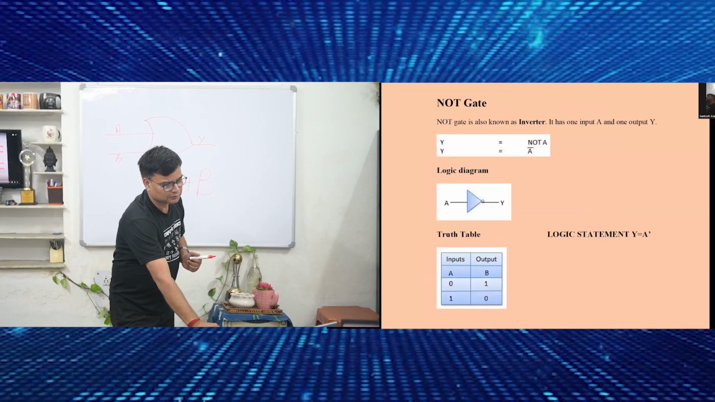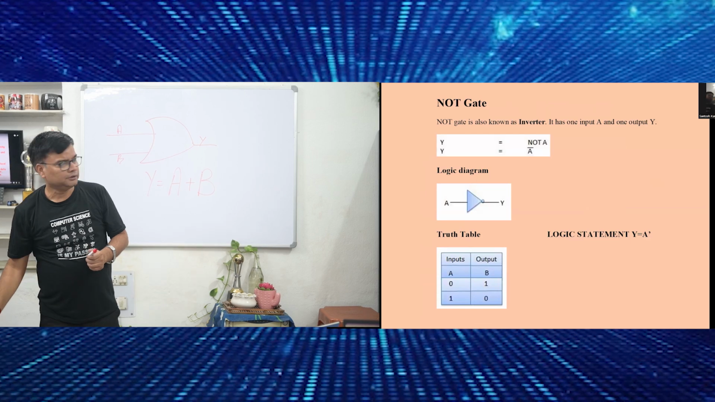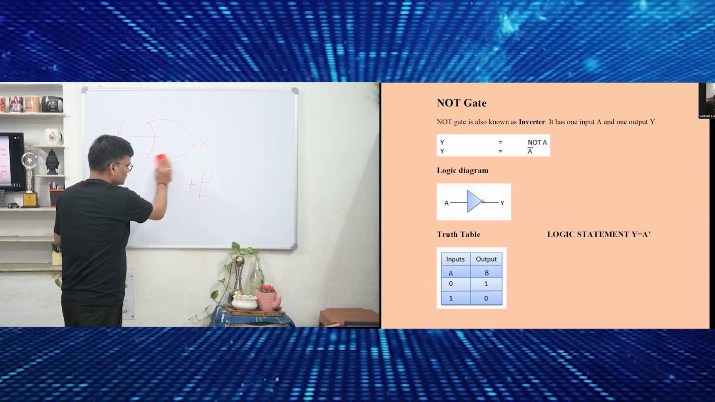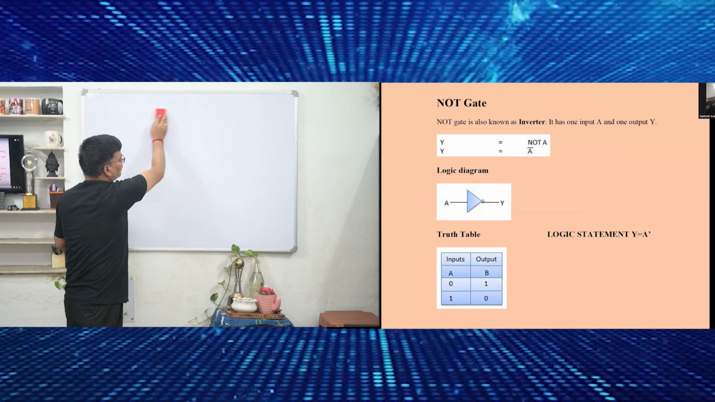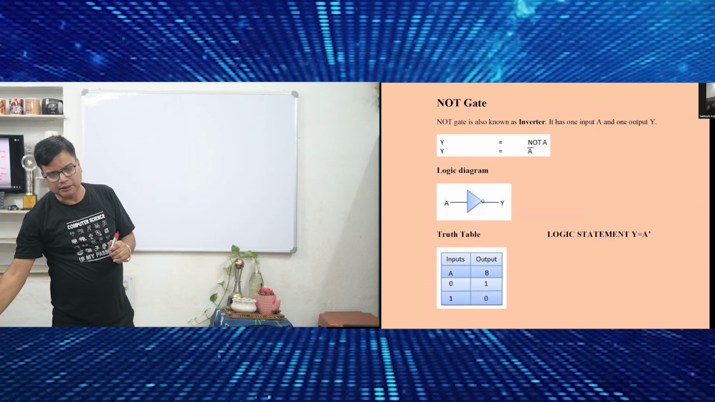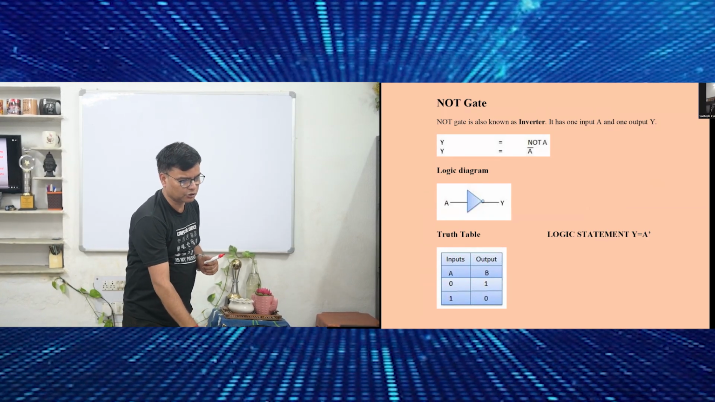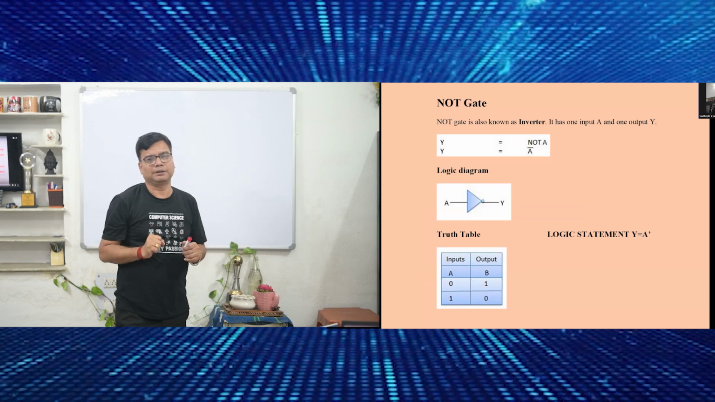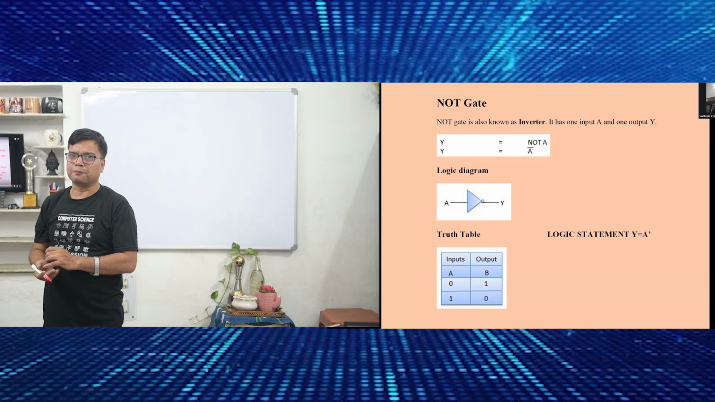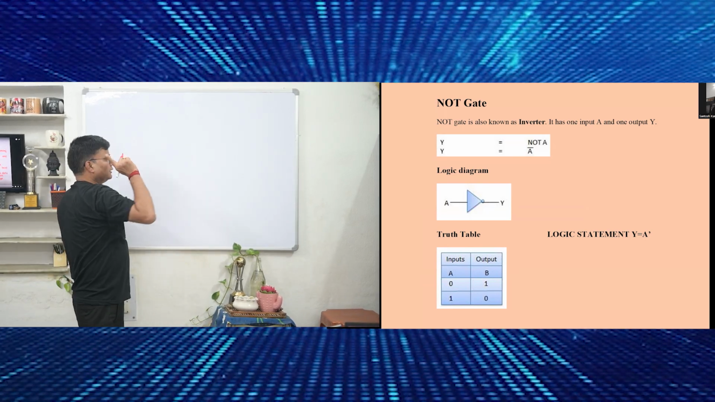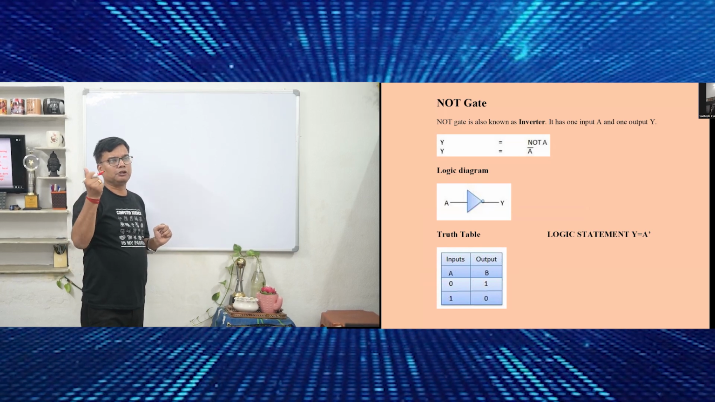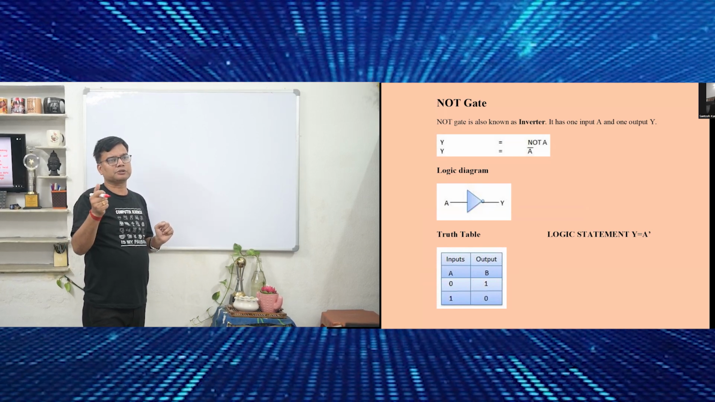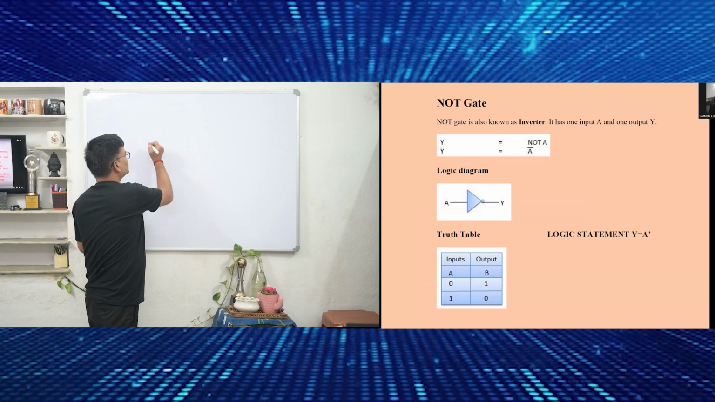After the OR gate, next we have the NOT gate. The NOT gate is also known as an inverter circuit, or it is also known as complement. The NOT gate is used to obtain the complement. And remember, for your MCQ, sometimes the question comes, which logic gate has only one input? So this is the NOT gate.